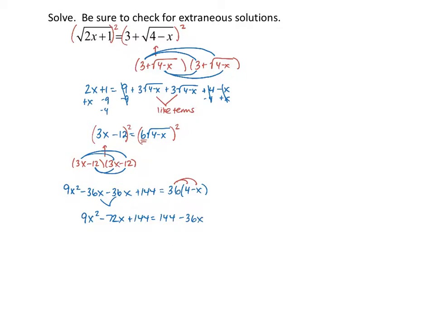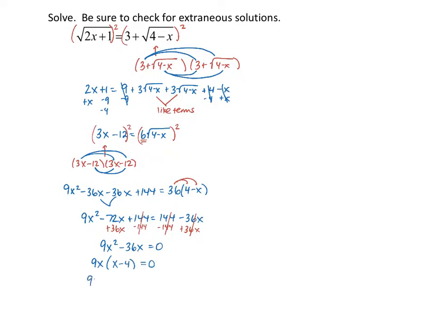Let's work on getting everything on one side of the equal sign. So I'm going to add 36x to both sides and also subtract 144 on both sides. It actually cancels the constant term on both sides of the equal sign. We're left with 9x squared minus 36x equals 0. This is a quadratic equation since it has an x squared. Our strategy for solving is to factor, since we have a GCF of 9 and x. If I factor out a 9x, it leaves behind an x minus 4.